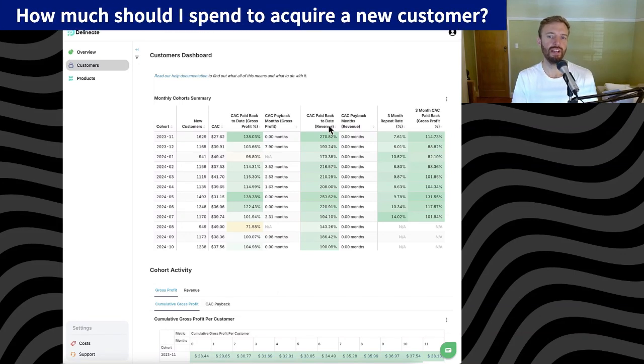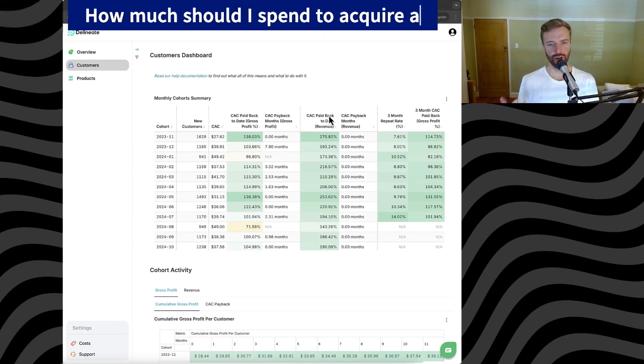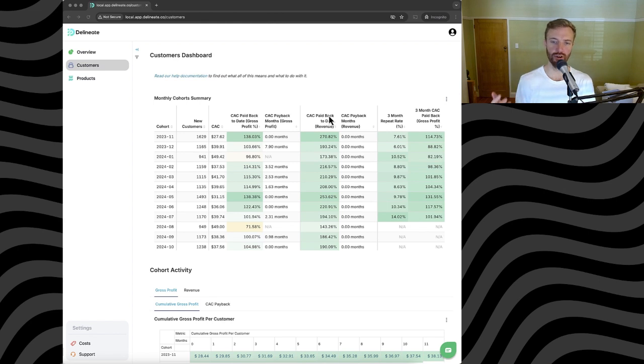Okay, so I'm going to use Delineate to figure out how much I can afford to pay for a new customer in gross profit terms. After I subtract out all of the shipping costs, the product costs, the cost of goods sold, the transaction costs, all of that, how much does a group of customers contribute to the business, and therefore how much can I afford to pay for them?